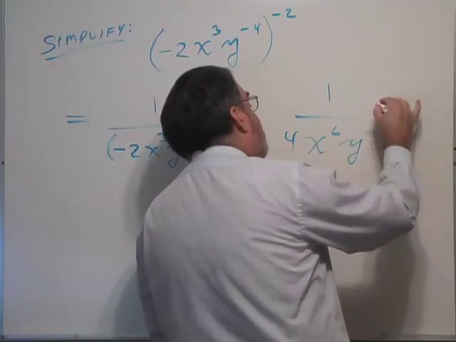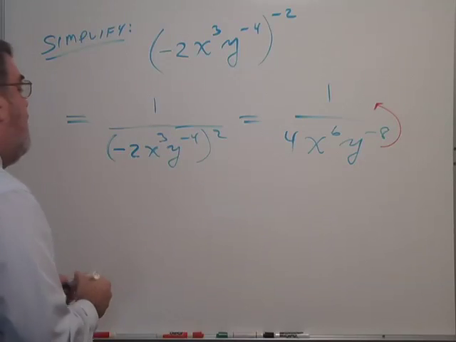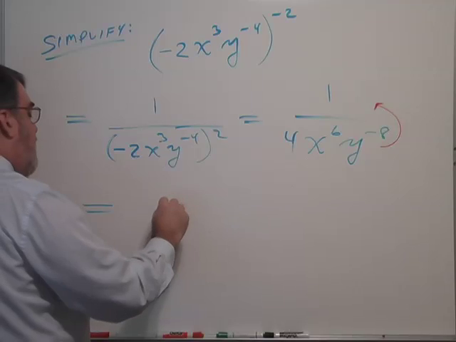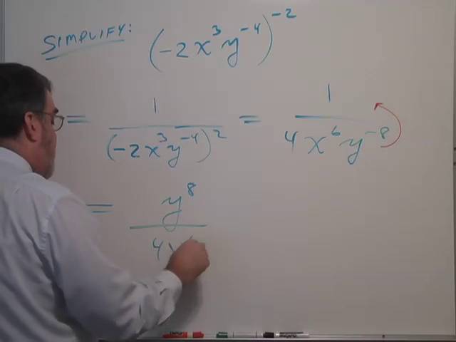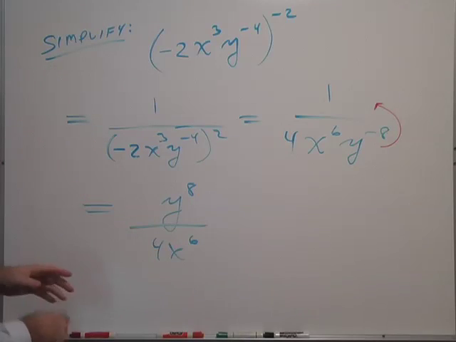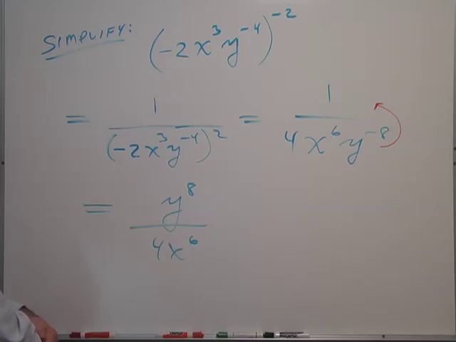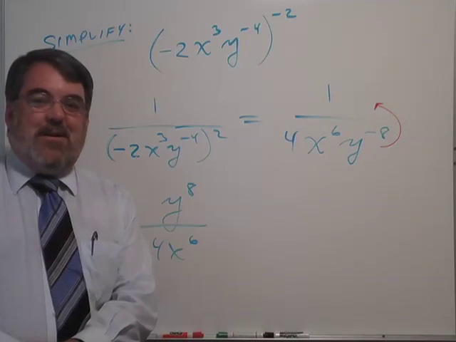All right, so this comes upstairs, just a y, and we end up with the final answer of y to the 8th divided by 4x to the 6th. There we go. So that one's completed. All right, I have another one to show you here. It's also kind of complicated.